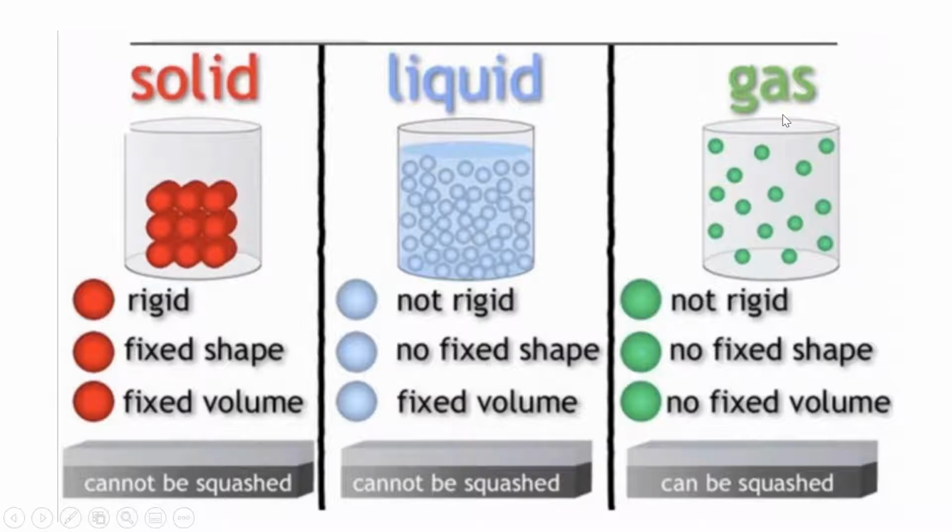Now gas, you see how far apart these particles are? It's not rigid. There is no fixed shape, and there's no fixed volume. And it can be squashed.